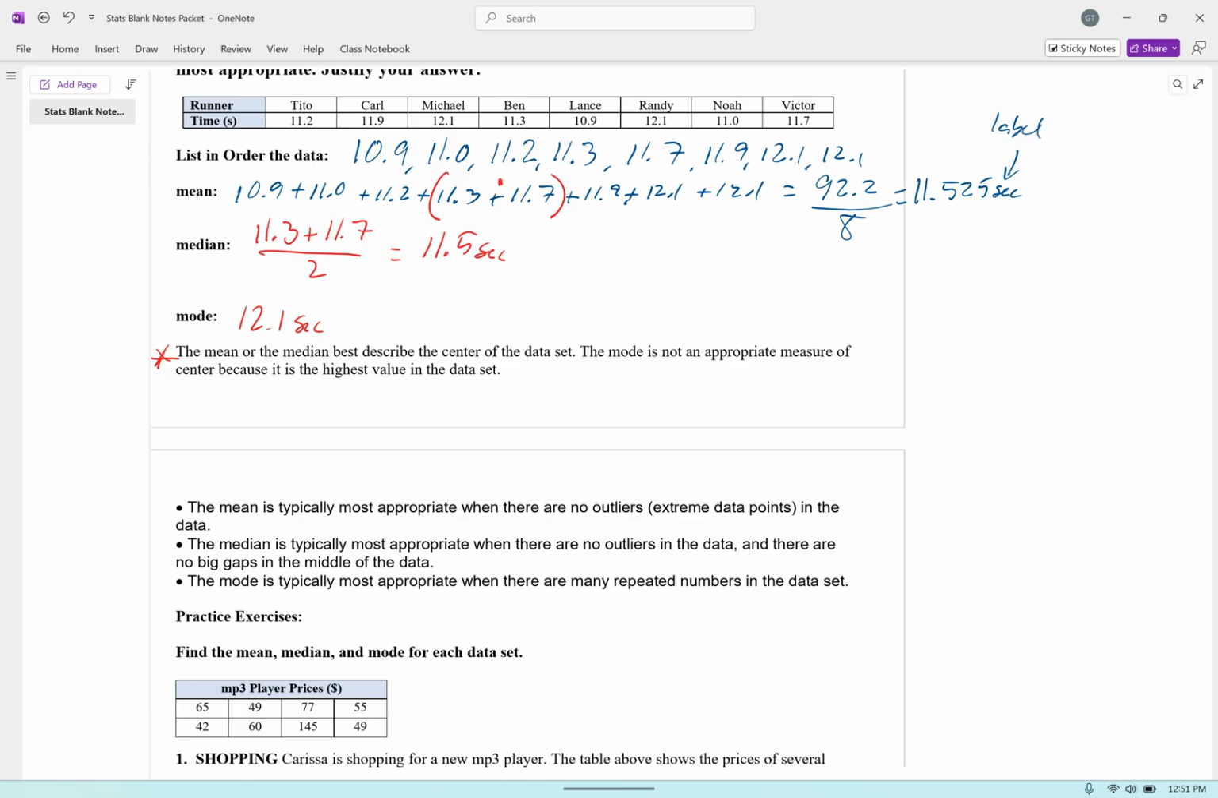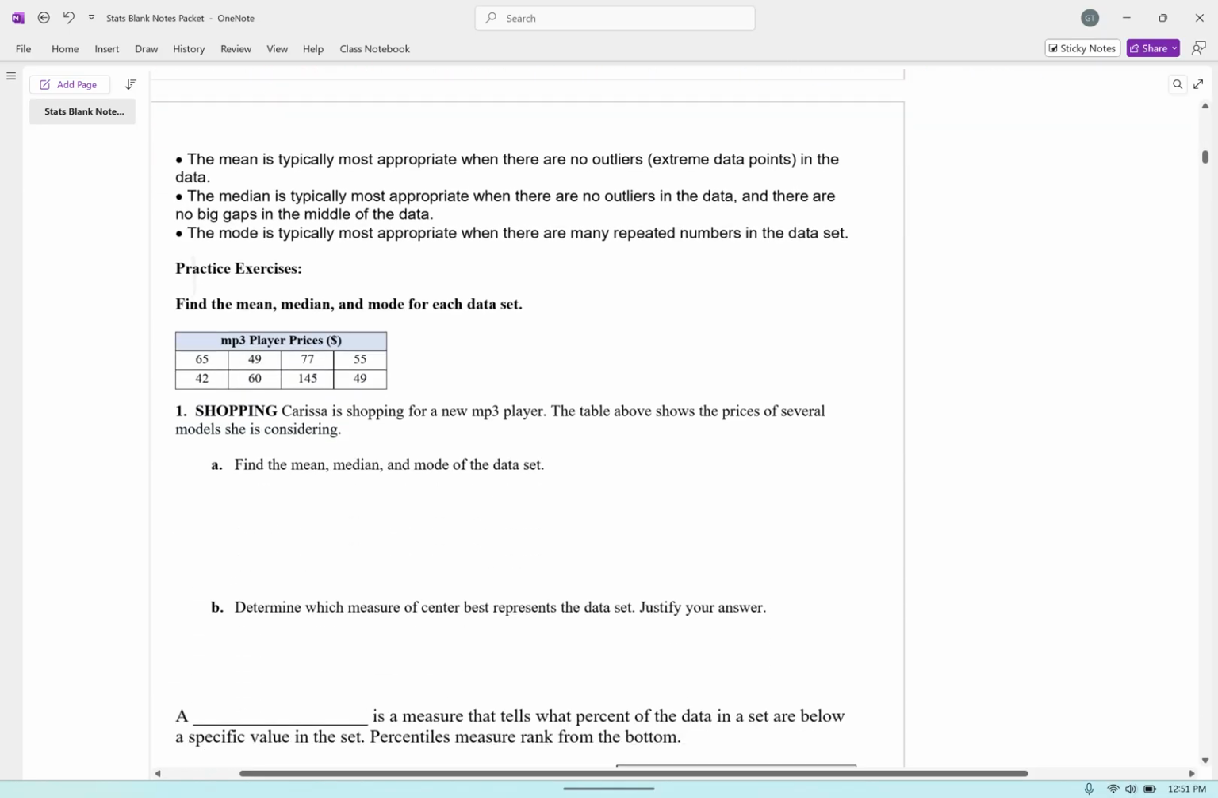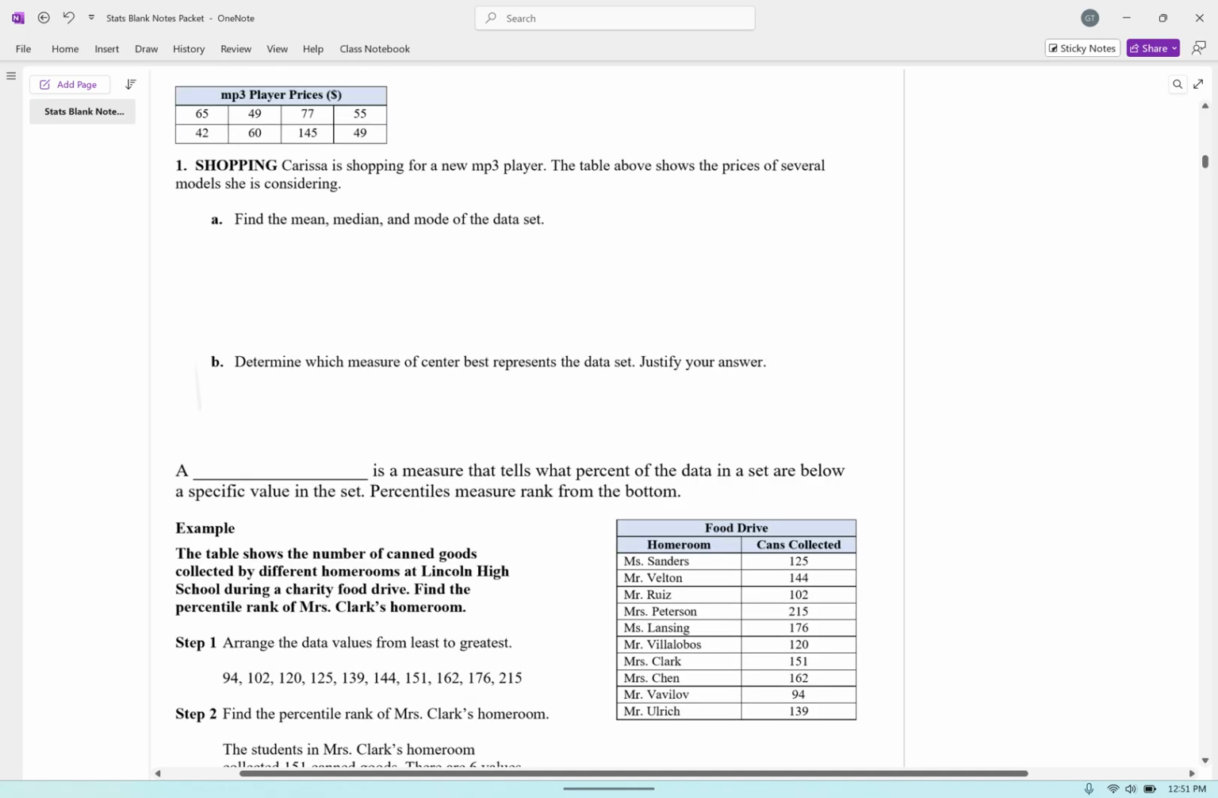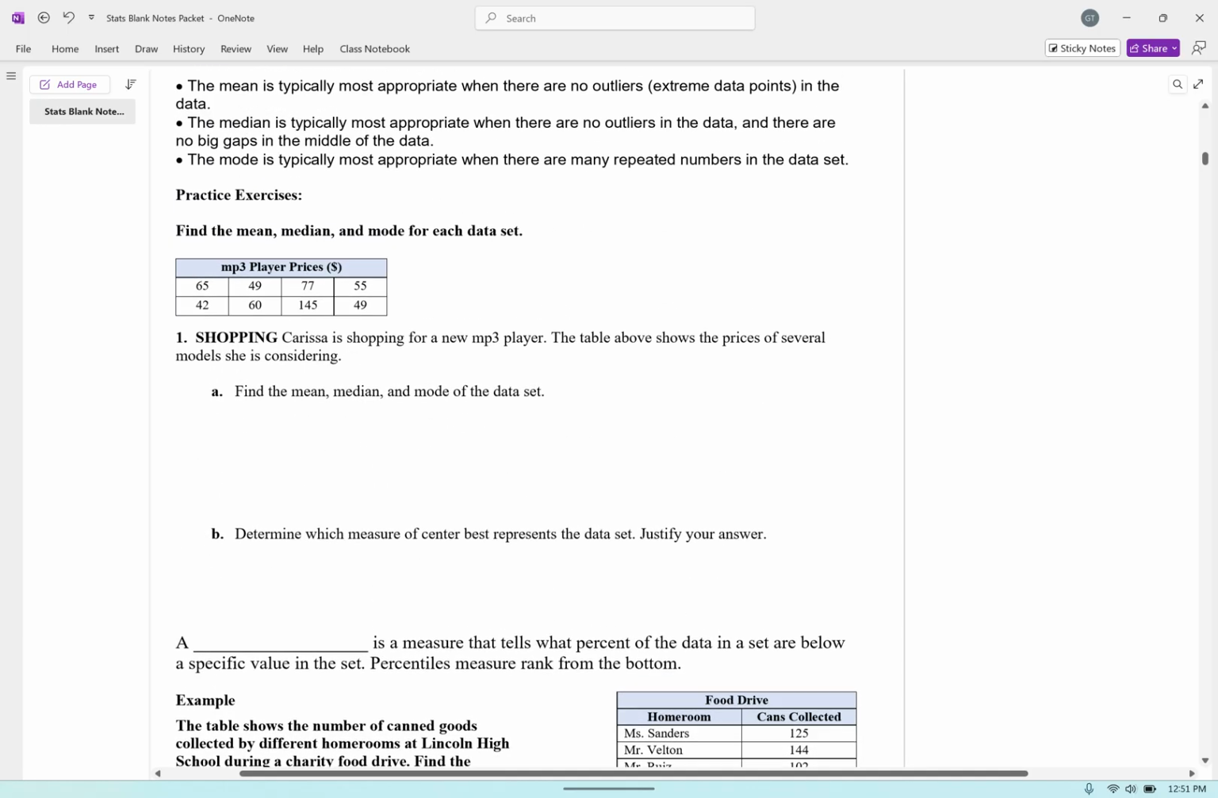So if I had to decide for this data set which number to use, you can look and see that the mean and median are both good options, and they are both very close to one another. And so it would be reasonable to choose either one of those as the best center of the data. All right. So let's try another one here.